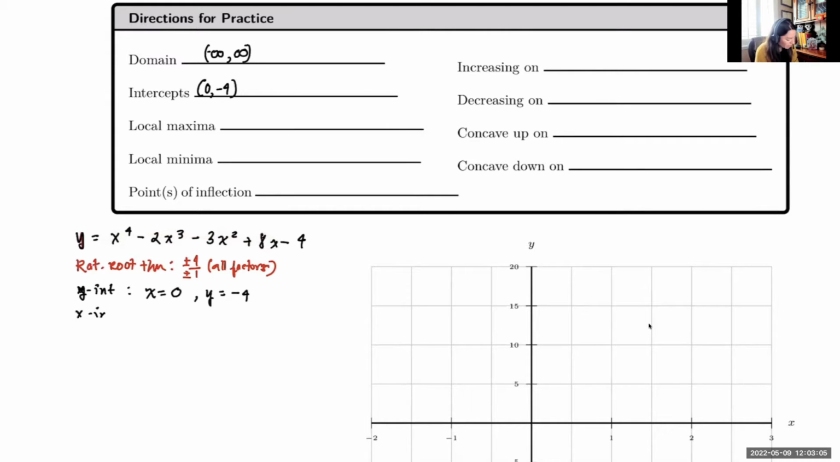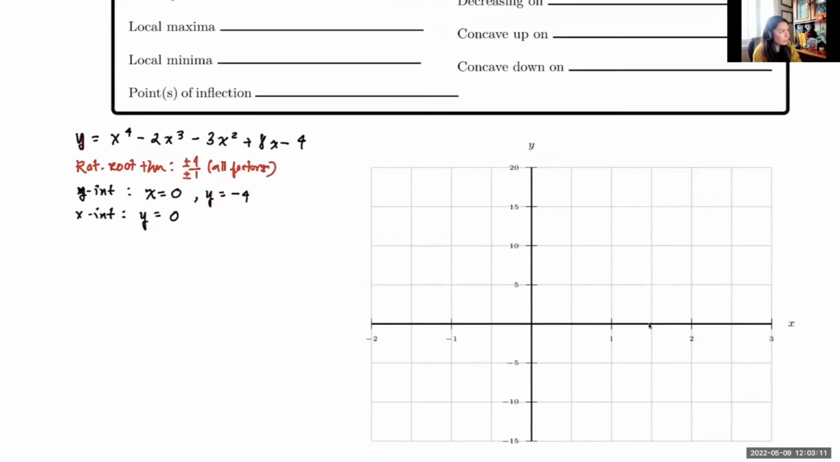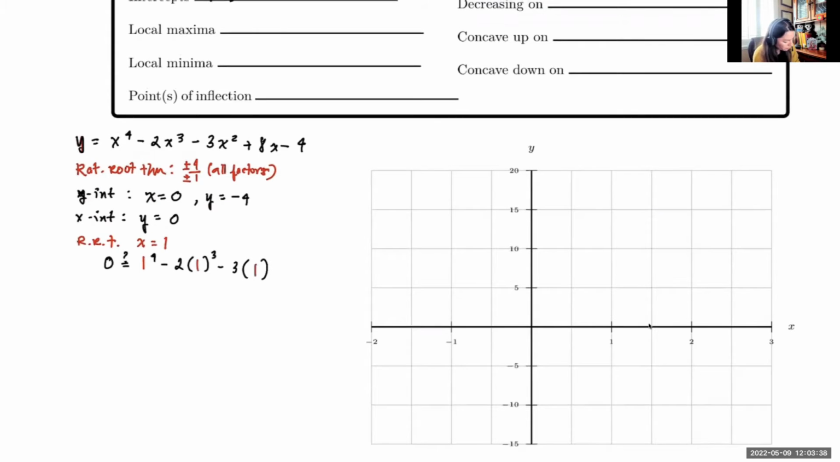For the x-intercepts, now we have to say that y is equal to 0. So using the rational root theorem, I'll start off with x equal 1, right? So does 0 equal, question mark, 1 to the 4th minus 2 times 1 cubed minus 3 times 1 squared plus 8 times 1 minus 4?